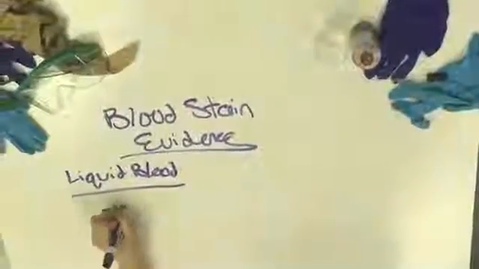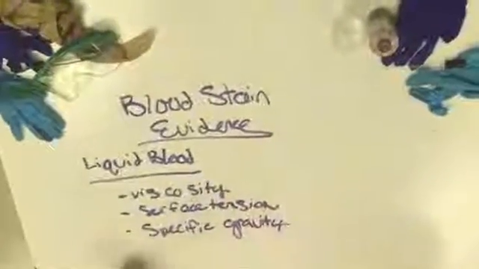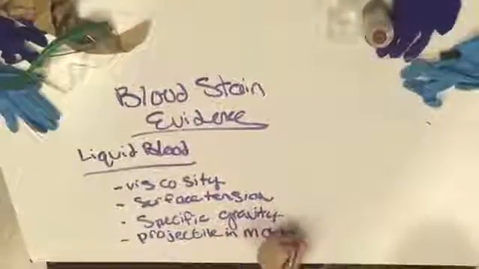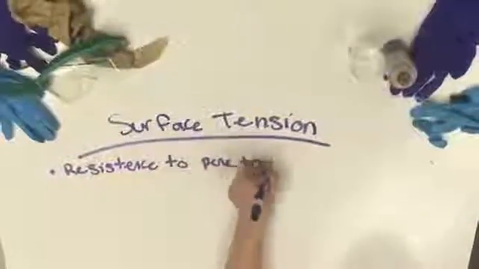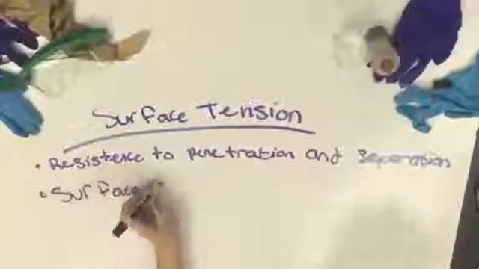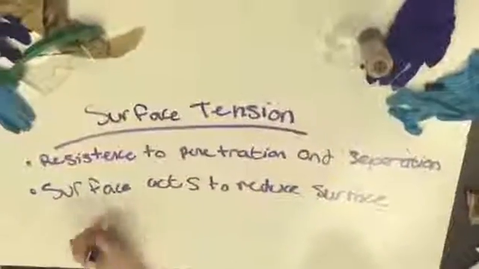Bloodstain evidence is created using liquid blood and physical properties such as viscosity, surface tension, and specific gravity, and it behaves as a projectile in motion. Surface tension is the resistance to penetration and separation of blood drops. The surface acts to reduce the surface area and resists, creating a sphere.